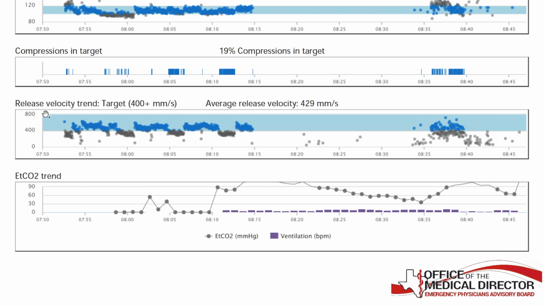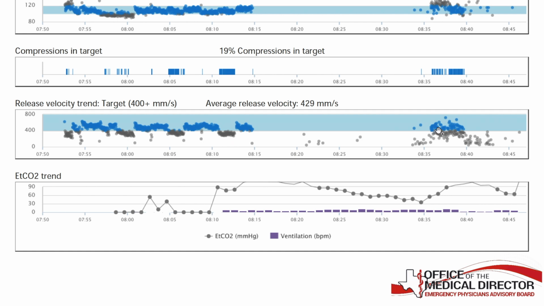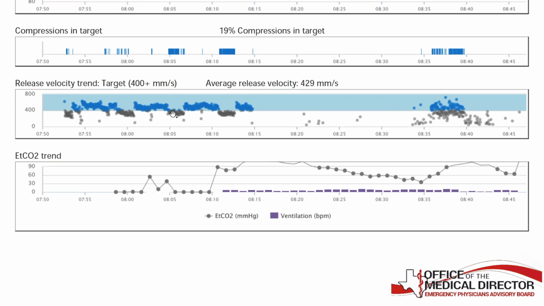Release velocity, so this is a new term and we've sort of had to try to figure out what it is. Essentially for you, all it means is adequate release. If you have a release velocity above 400, that marks adequate release. Anything below 400 means you weren't coming off the chest enough, so that's pretty much all you need to know about it. You have your target range again in blue, and then where all your compressions fell.